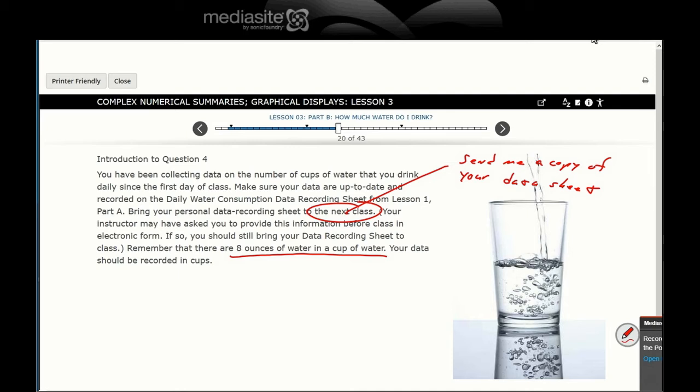If it holds 32 ounces, well, that's 4 cups. If it's a pint, that's 2 cups. So I hope you're not recording your data in how many of these big, huge, giant mugs of water I've been drinking. Don't forget to convert it to cups.